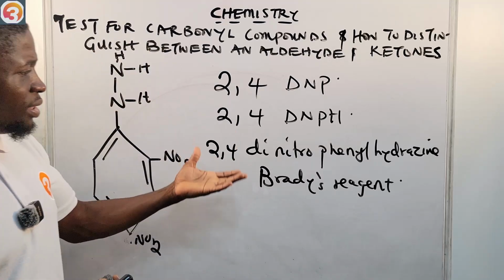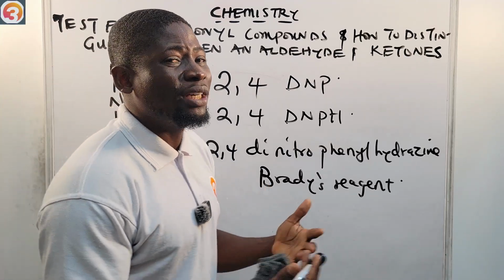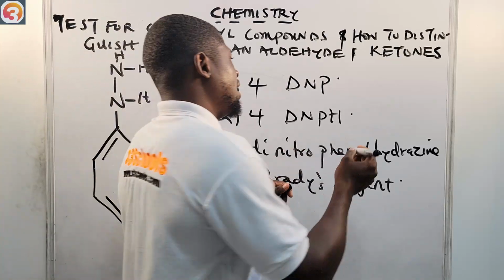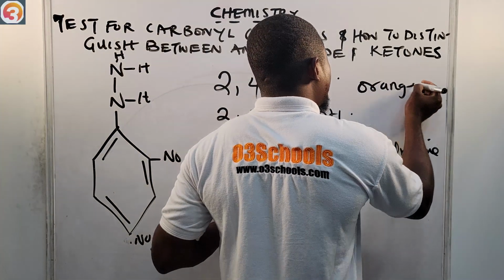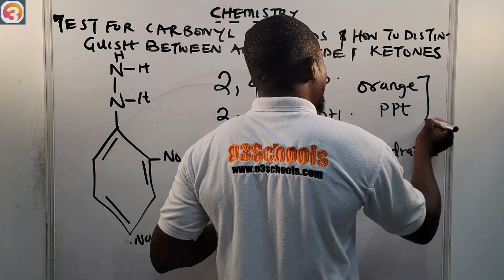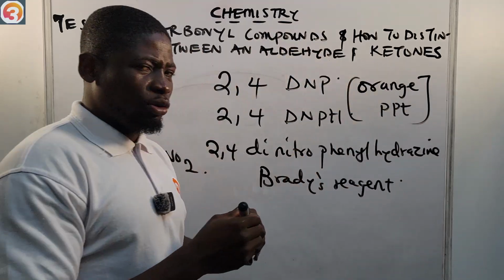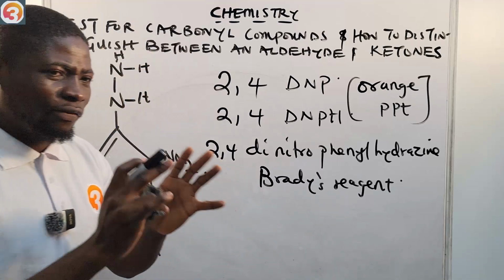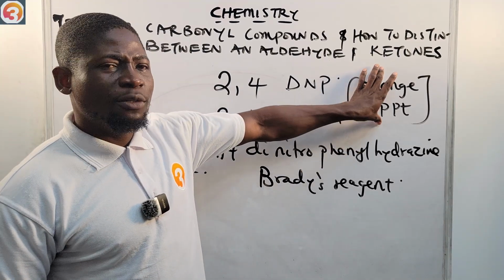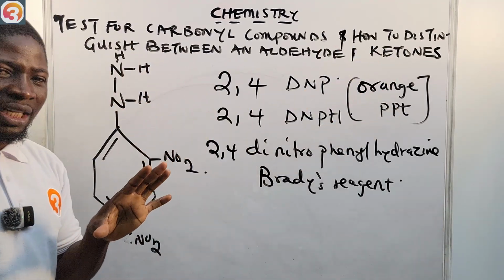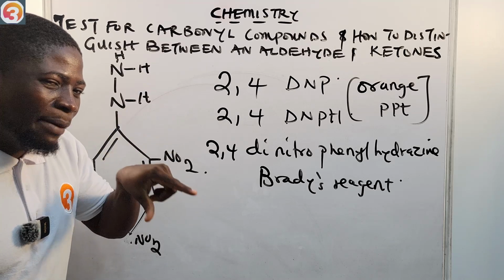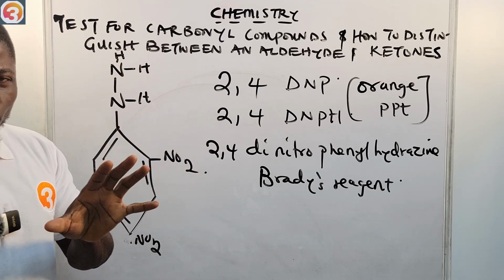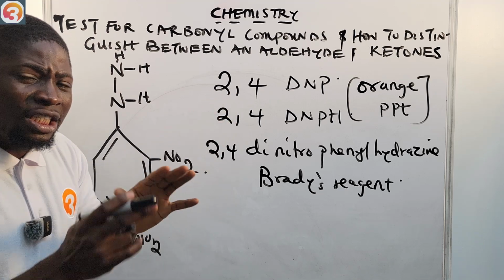So once we use this reagent in a solution containing either an aldehyde or a ketone, we will observe an orange precipitate. Once this reagent is put in a solution containing either an aldehyde or a ketone, any of them, we will observe this orange precipitate. This is the positive result that shows that there is a carbonyl present, and it is either an aldehyde or a ketone. That does not distinguish it.